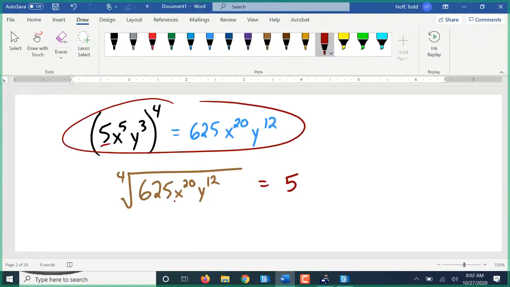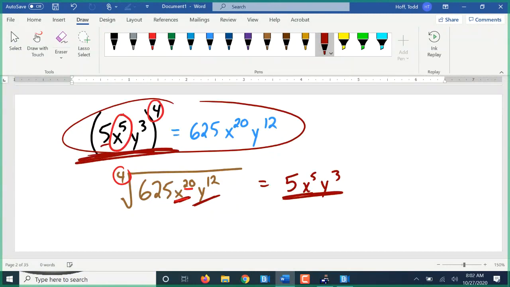The fourth root of x to the 20, well, when we did a power, we multiplied the exponents. 5 times 4 made 20. When we do a root, we divide the exponents. 20 divided by 4 would be 5. That's going to be x to the fifth. Y to the 12th, the fourth root of y to the 12th, again, we divide the exponents. 12 divided by 4 is 3, that's y to the third. Notice that exactly reversed the operation we did up above.